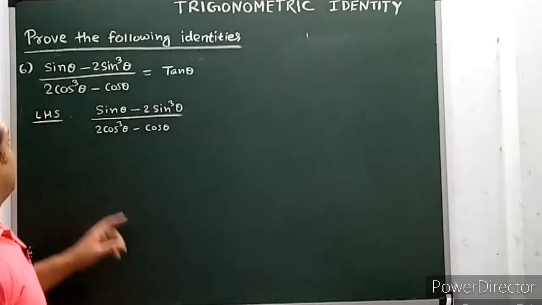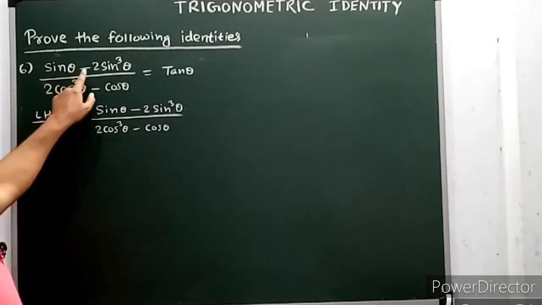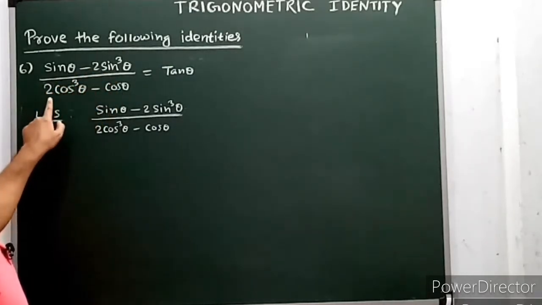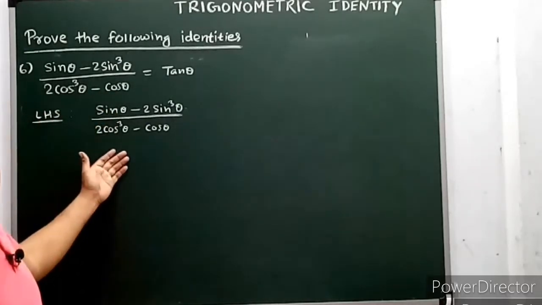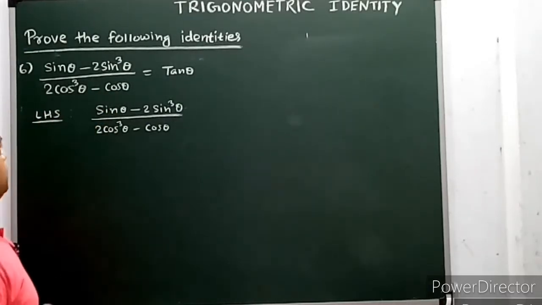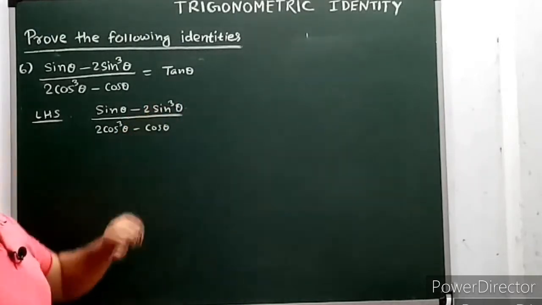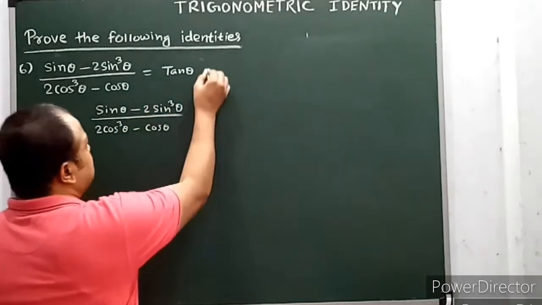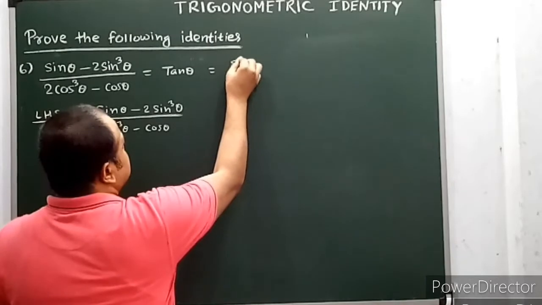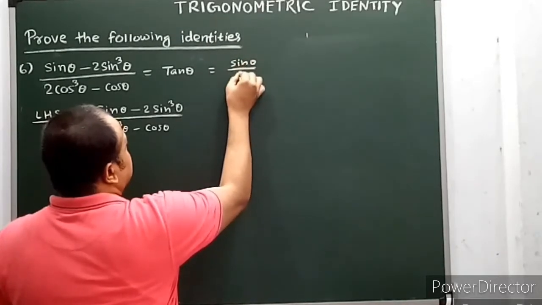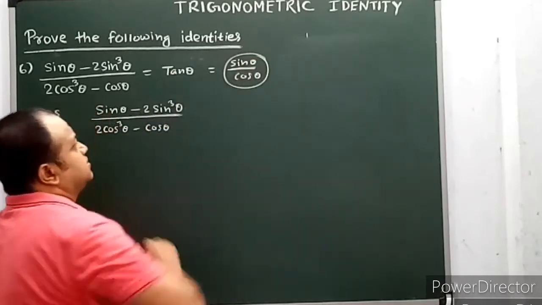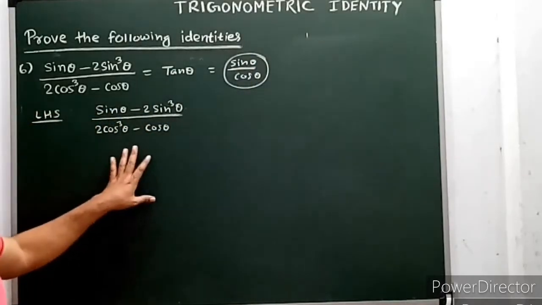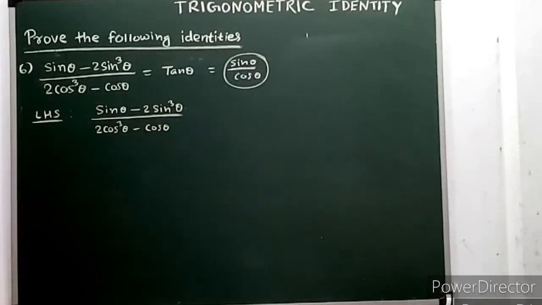Well, in this sum you have to prove sin theta minus 2 sin cube theta by 2 cos cube theta minus cos theta equals tan theta. We will start from the left hand side. First, what we have to do? You have to prove tan theta, means ultimately you have to show sin theta by cos theta. If you are able to show that sin theta by cos theta here, it means you are able to prove that it is tan theta.